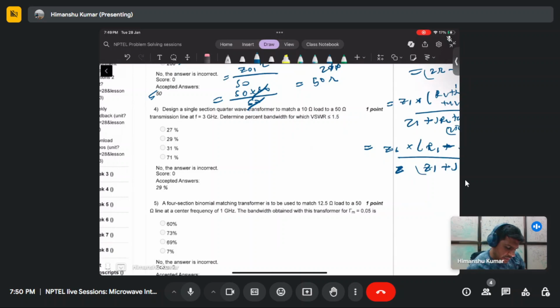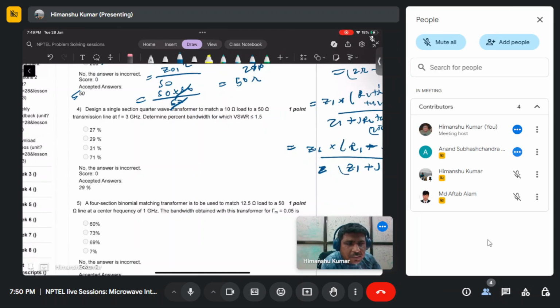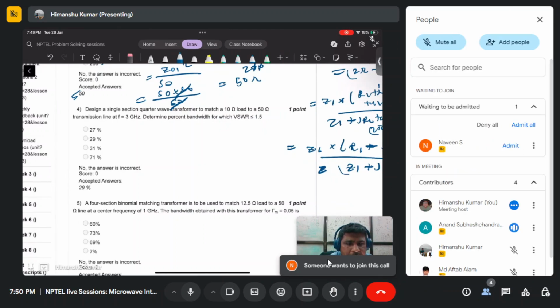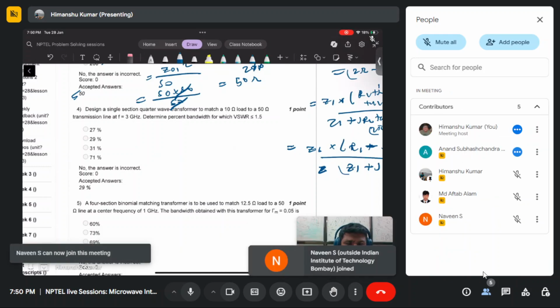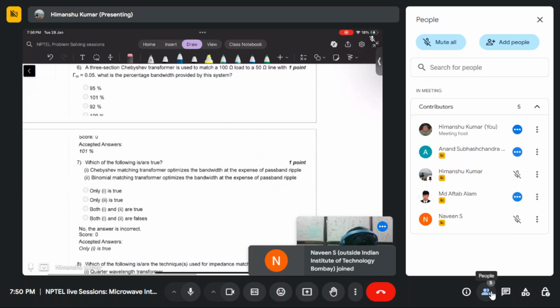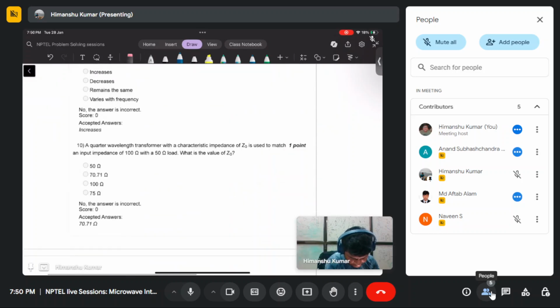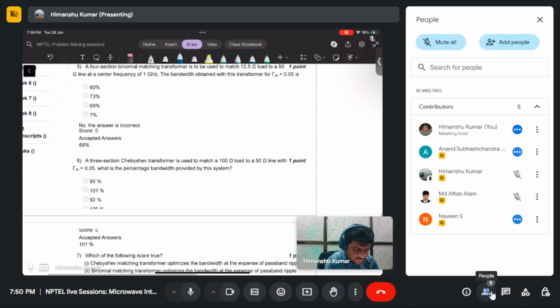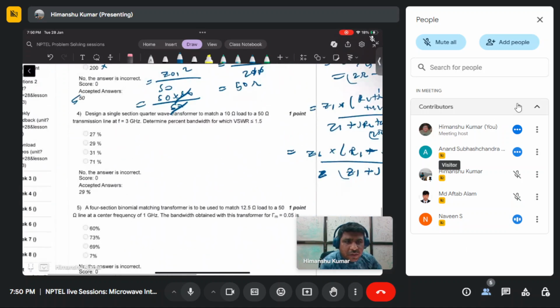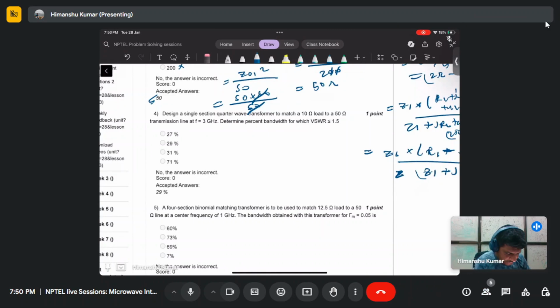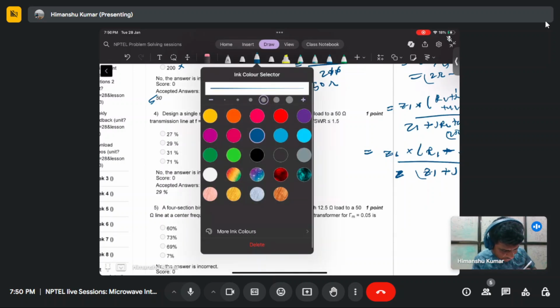Next problem. Is there any doubt up to now? Is there any doubt related to any problems up to now? Okay, if you have any doubt, just ask in between. If you don't have any doubt, let's just move to the next problem.